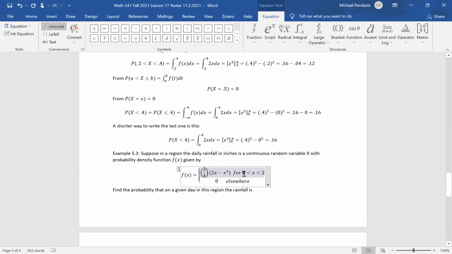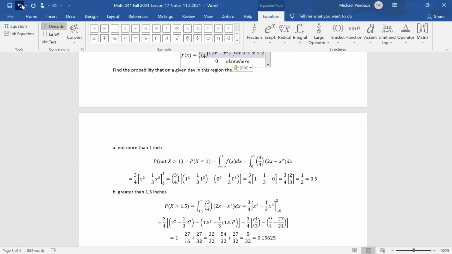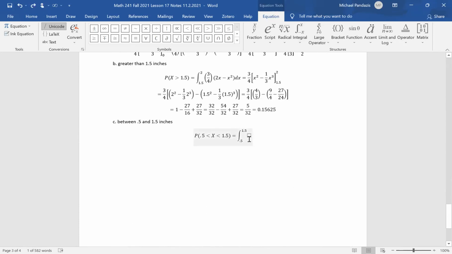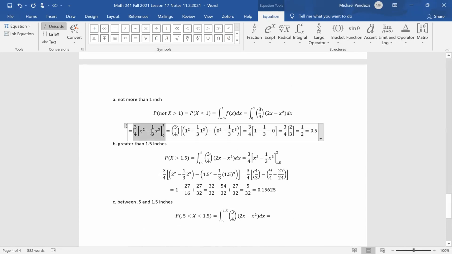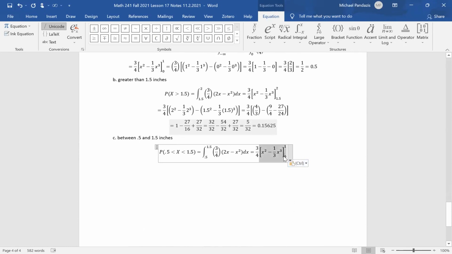0.5 to 1.5 lies in that interval. And so the PDF there is this. There's the PDF. And so you integrate that now. So we already have the integrand over here. We already have this. We just change the limits of integration. So we have 0.5 to 1.5. And so this is equal to 3/4 times.